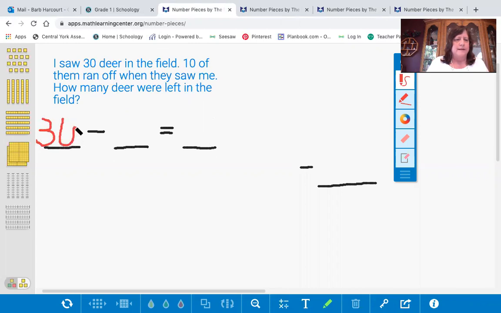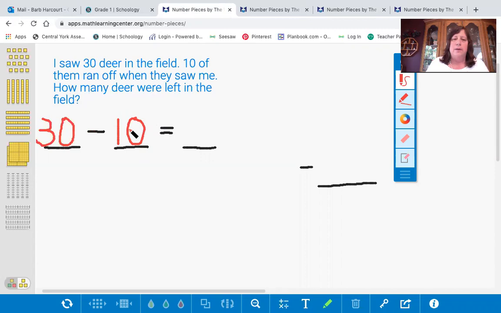Our second sentence says 10 of them ran off when they saw me. So out of those 30 that were standing there in the field, 10 of them ran away. They were gone. They were taken away. So we need to subtract 30 minus 10 equals how many deer were left in the field.